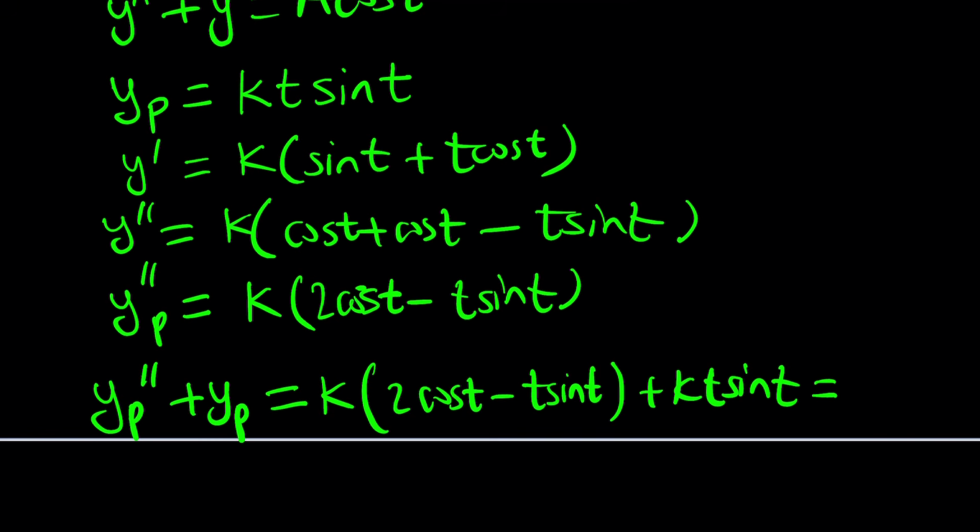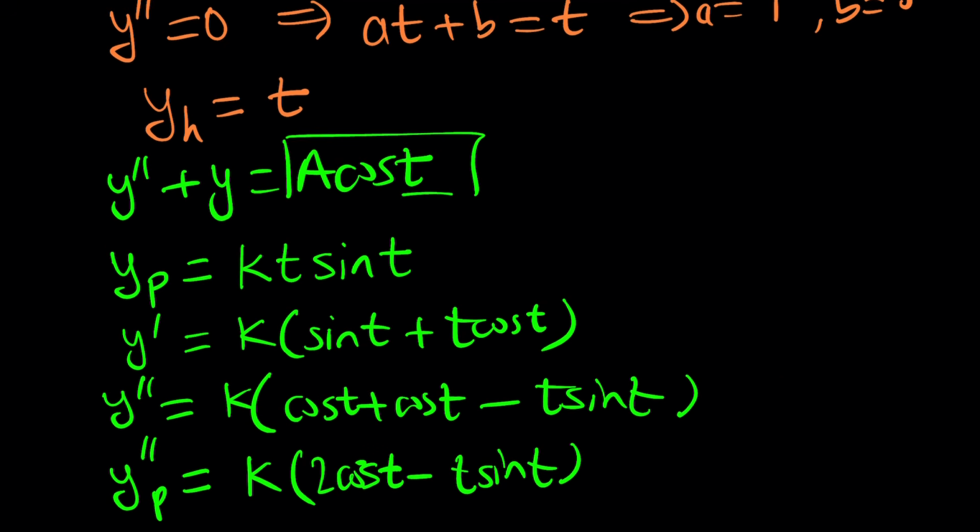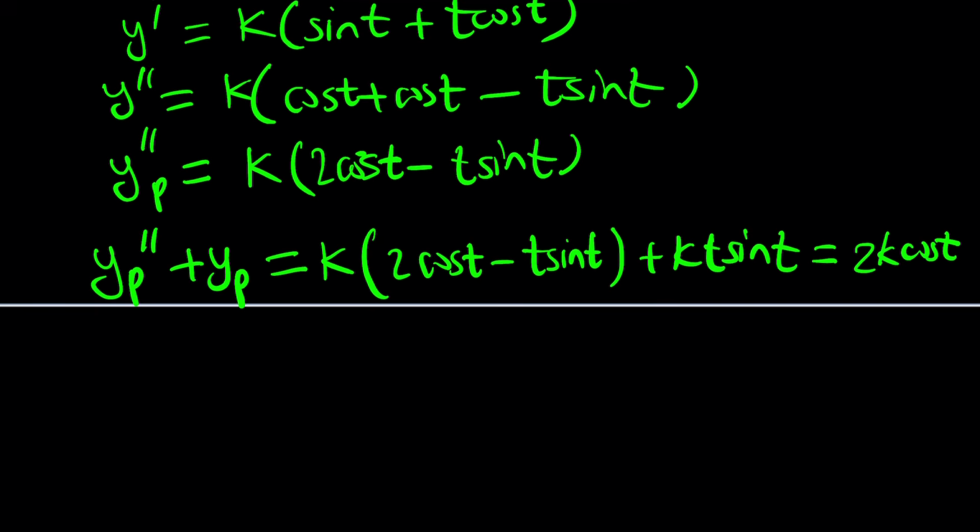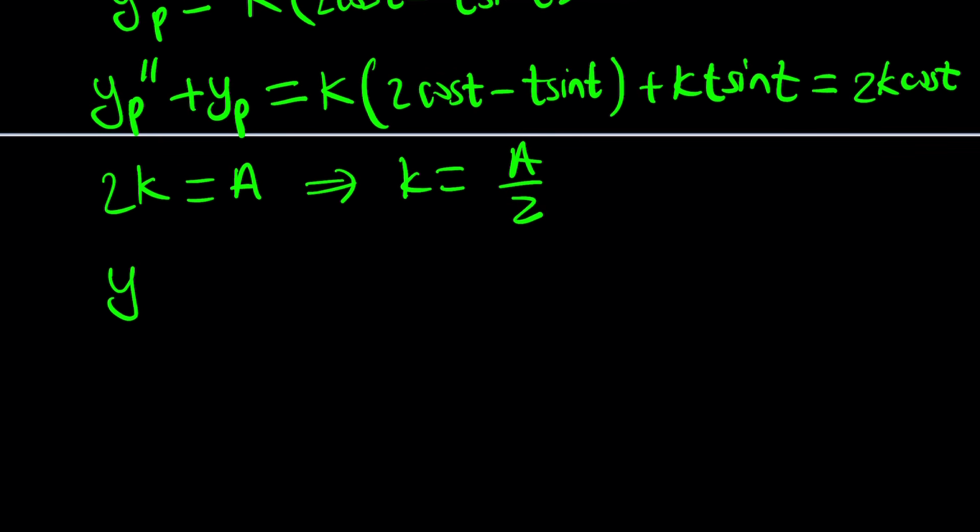And guess what this is equal to? This is equal to 2k cosine of t, which means if you set it equal to a cosine t, obviously that's what we had on the right-hand side, from here we get 2k is equal to a, or k is equal to a divided by 2. Now this coefficient is important because we're going to write our particular solution, the second one, as a over 2 times t sine t. Okay?